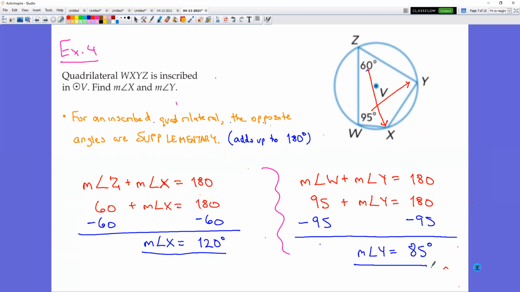And remember, the rule is that if it's an inscribed quadrilateral, that means the two pairs of opposite angles are supplementary. Okay? All right. So hopefully this will help you with any problems that you might have for this particular section.